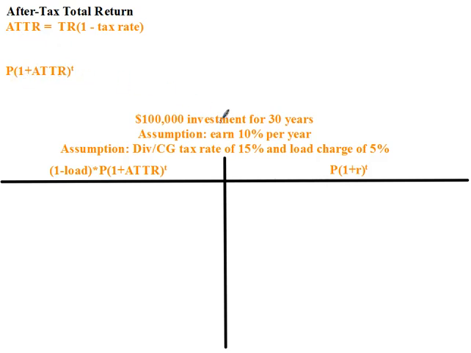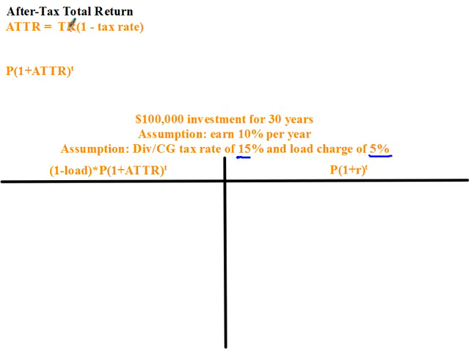So we're going to do an example problem where we have $100,000 to invest for 30 years. We're going to assume that you get a 10% rate of return per year. That's going to be the R. And we're also going to assume that your dividends and capital gains tax rate is 15% and that the load charge will be 5%. Okay, so those are going to be all of our assumptions.